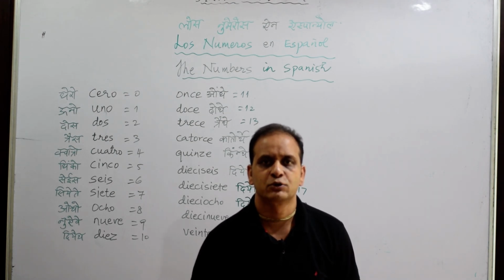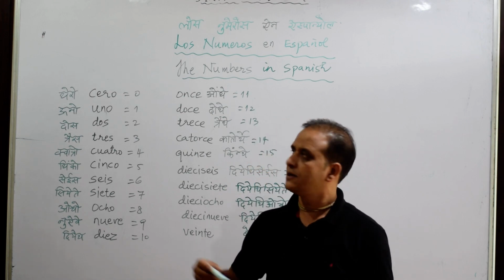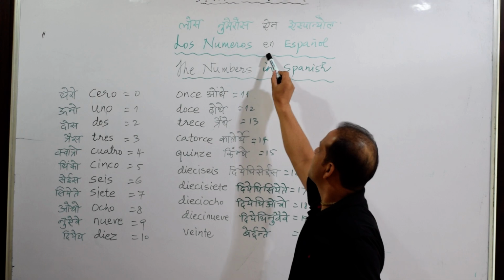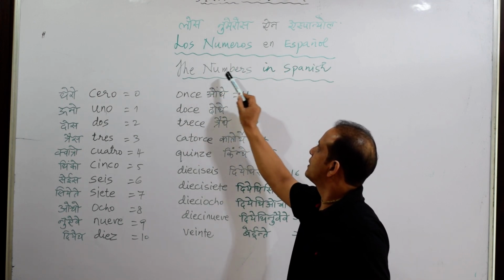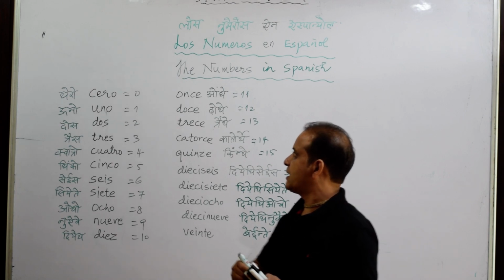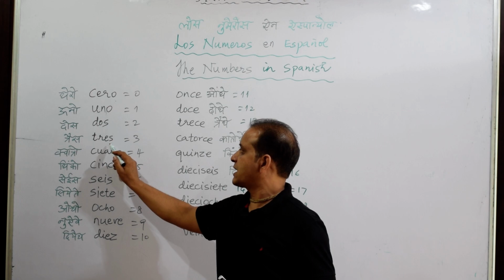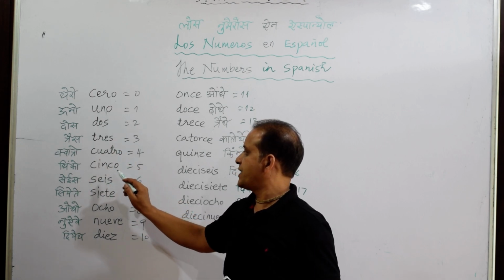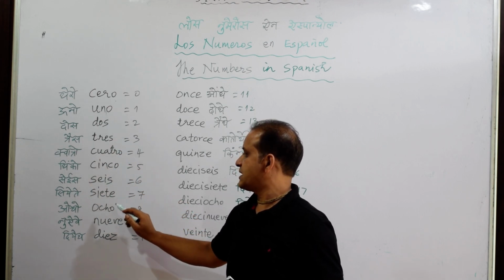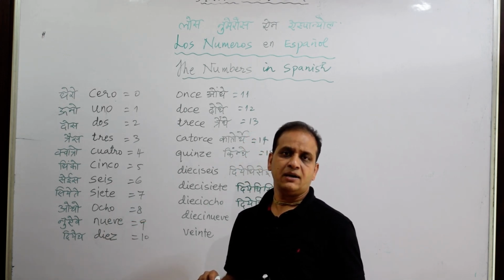Hello everybody. Today we are going to study about the numbers in Spanish. Los números en español. The numbers in Spanish. So they are 0, 1, 2, 3, 4, 5, 6, 7, 8, 9, 10.